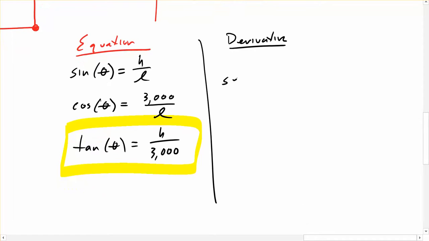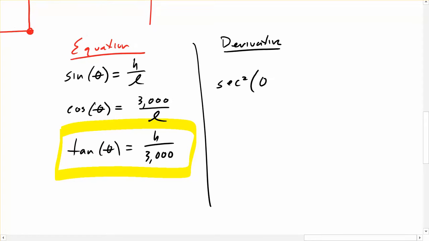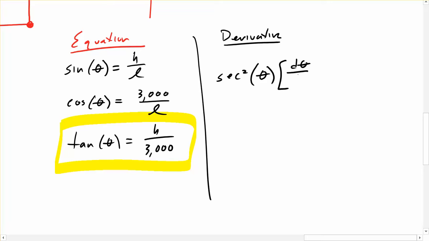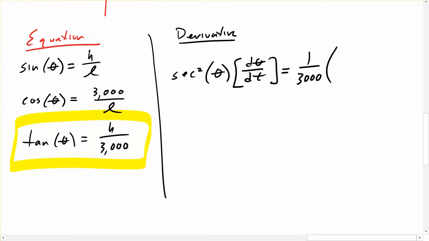So you know it's secant squared of θ, times what? Because you need to use the chain rule, right? Equals 1 over 3,000 times what? I'm doing the derivative, dh/dt. That 1 over 3,000 is just the coefficient. So I've taken the derivative. We need to stop here. Do you understand what we just did?